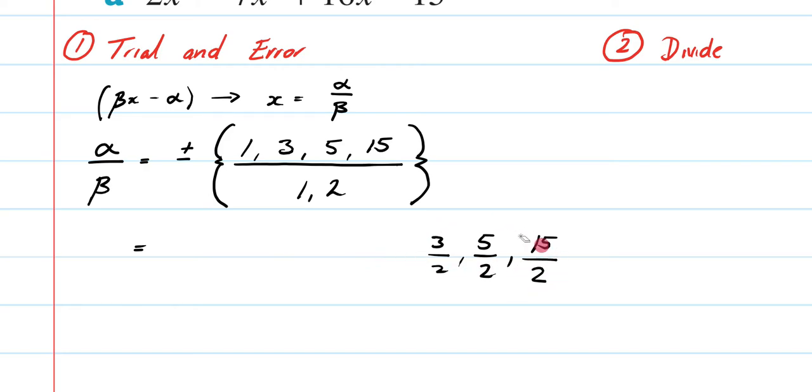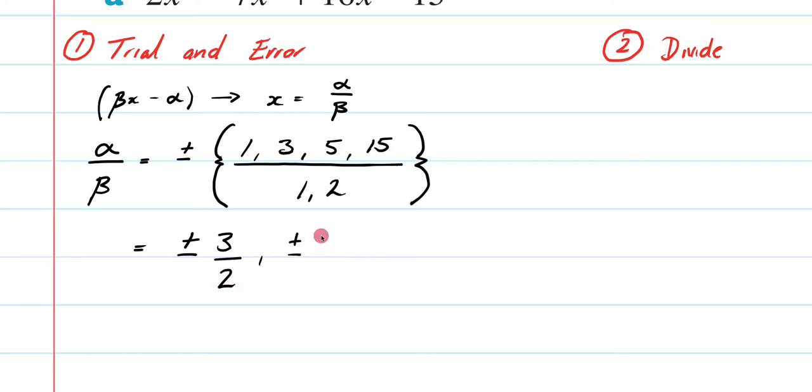We're just going to be considering these. So let me just rub these out for a second and rewrite them here. We're going to be dealing with plus or minus 3 over 2, plus or minus 5 over 2, plus or minus 15 over 2. That's what we're dealing with. So let's begin by putting in positive 3 over 2, and hopefully, please, let that give us a 0. If it doesn't, we'll then go on to negative 3 over 2, then positive 5 over 2, then negative 5 over 2, and then onto this one until we find that 0.